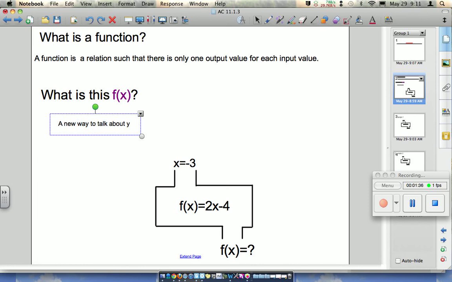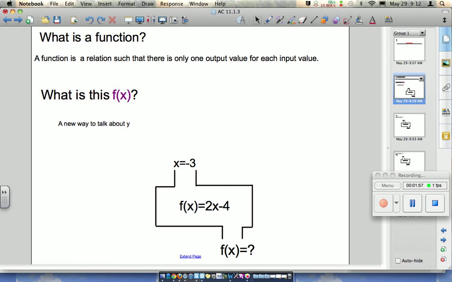And you've heard that it can help in so many ways because it allows us to have multiple functions at the same time. Because we use f of x, we use g of x, we might use h of x. And you'll see that come in handy next year and after that when you deal with a lot more functions in your classes in math. It's a new way to talk about y.